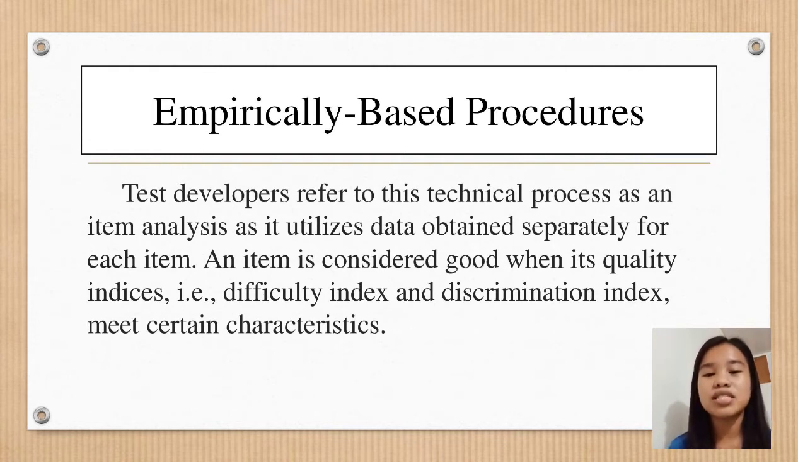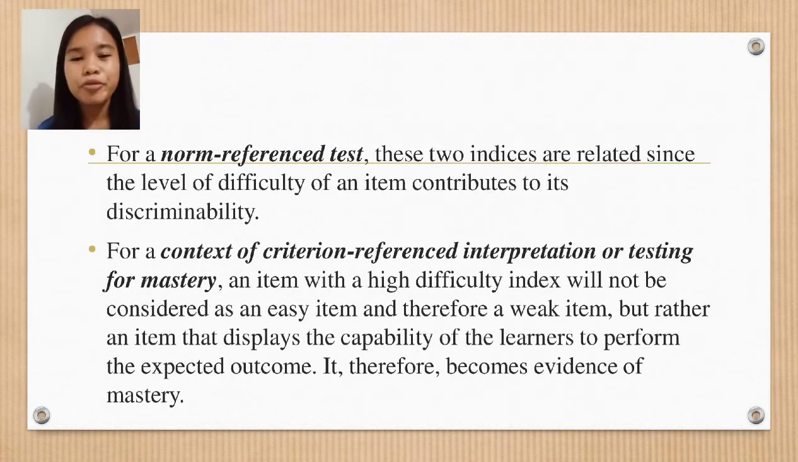We will also encounter formulas to be used in order to recognize what kind of index your students' performance belongs to. For a norm-referenced test, these two indices are related since the level of difficulty of an item contributes to its discriminability. In a norm-referenced test, students are competing to achieve a standard performance that will classify them into the desired score. For example, if a student gets a high score, she or he will be classified as an excellent or good student.